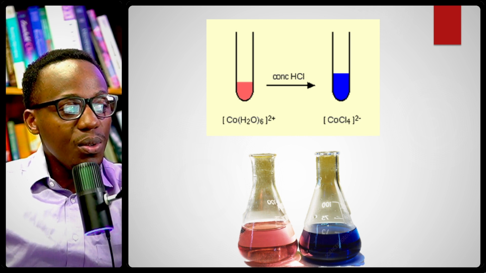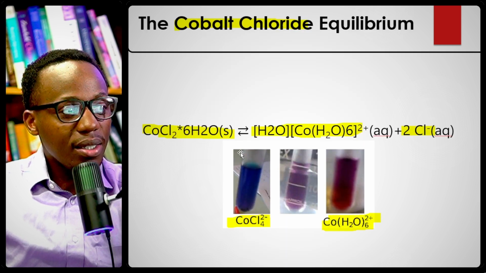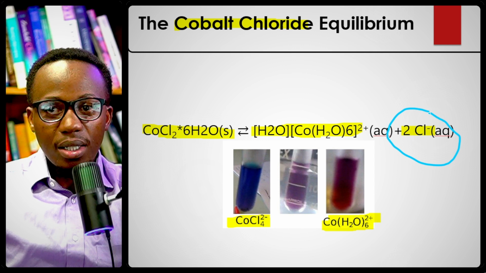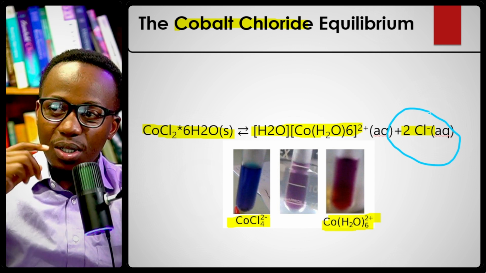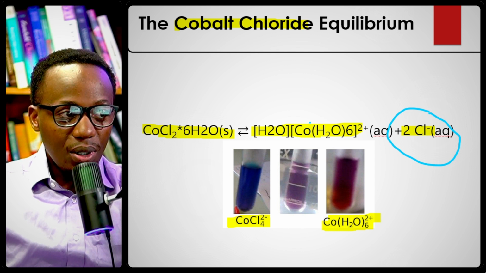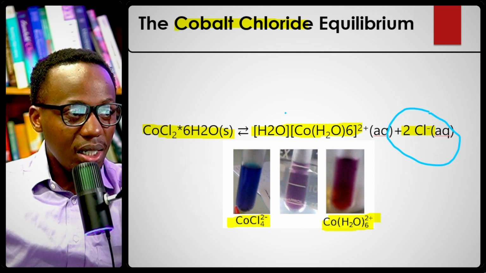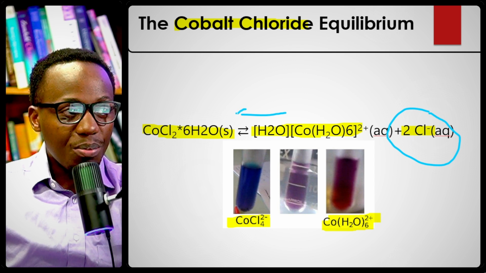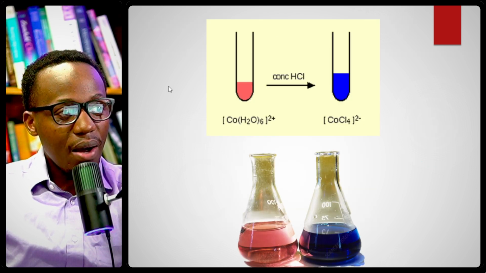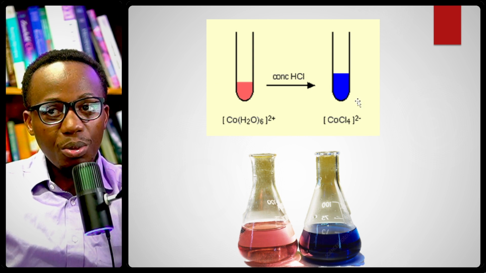Because guess what? If you take this, right, and then you add chlorine, for example, if you add chlorine, which is the product, where do you think it's going to shift to? If you add the product, it's going to shift that way, right? It's going to shift this way. If you add the product to a pink solution, it's going to shift that way. So if you have pink, you add product, it's going to go to blue.